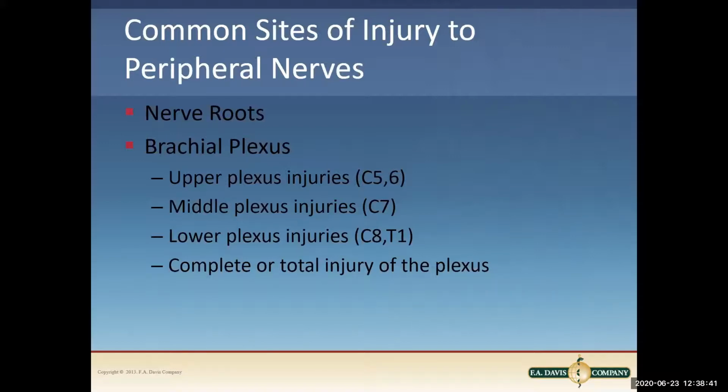And C7, where is the sensory component for C7? That's the easy one to remember. Hand, right? And specifically goes out to which finger? Yeah, the middle finger. C7 always goes alone. That's why I always remember it. And then your lower plexus, you're getting into the C8 and the T1 region. You can also have a complete or total injury of the plexus, which is what I had when that whole plexus got overstretched and then got pinched by the compacting bones.